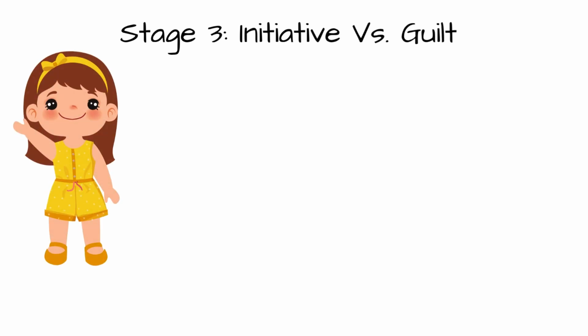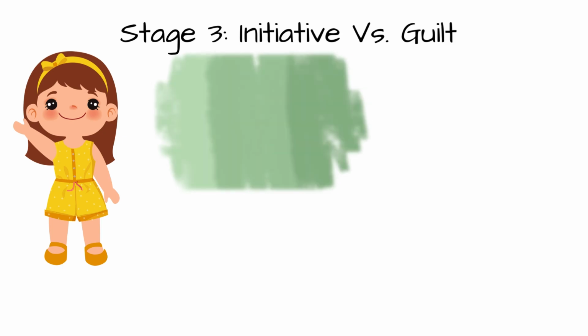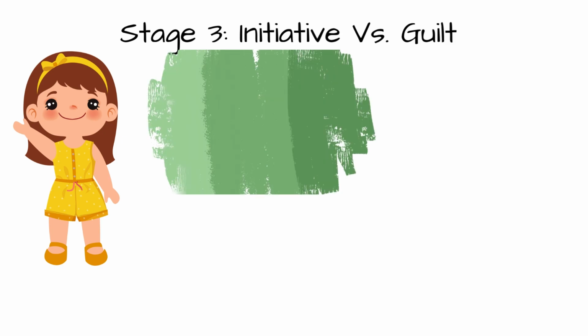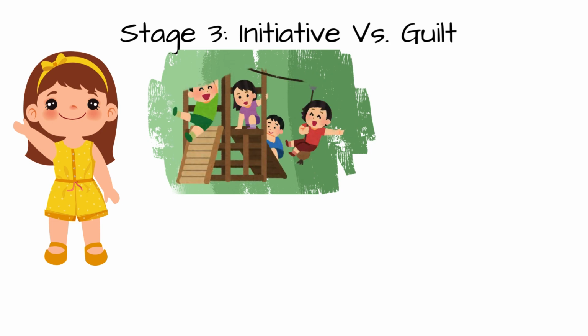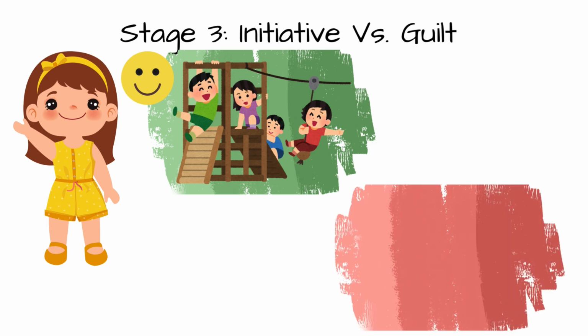Stage 3. Initiative versus guilt. The third psychological stage is known as initiative versus guilt and occurs between the ages of about 3 and 5. This stage is centered on developing a sense of self-initiative. Children who are allowed and encouraged to engage in self-directed play emerge with a strong sense of initiative, while children who are discouraged may begin to feel a sense of guilt over their self-initiated activities.